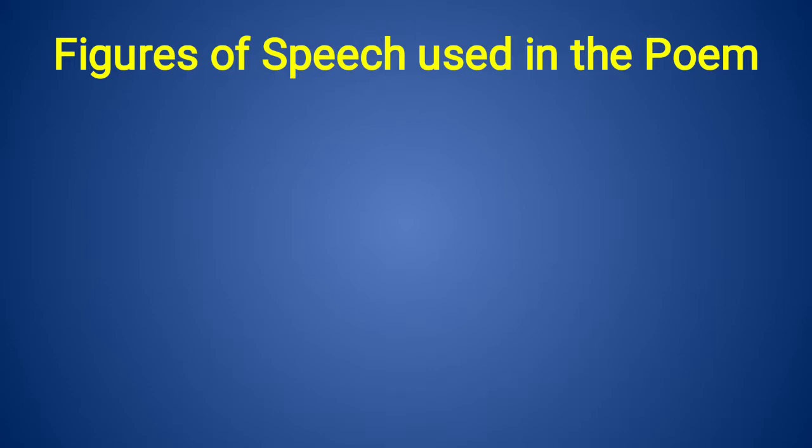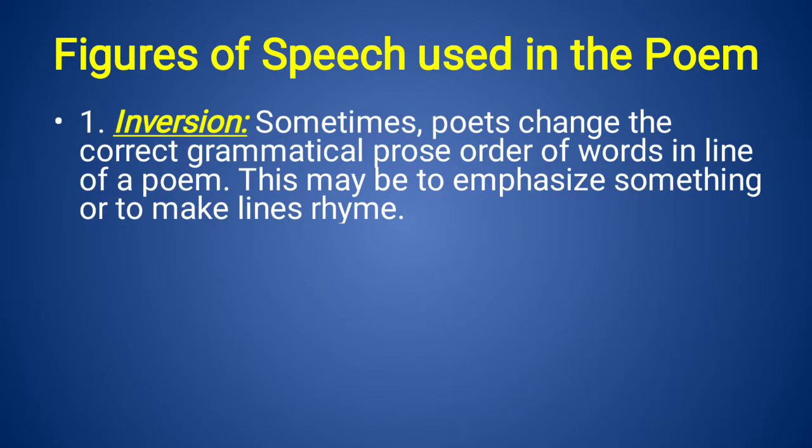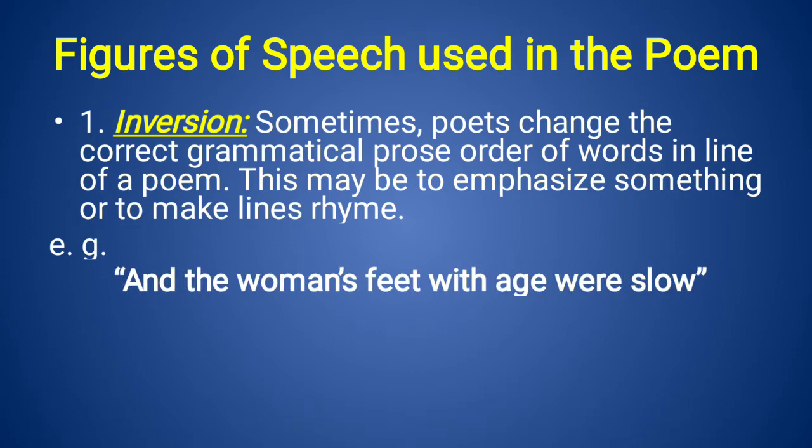So many figures of speech are used by Mary Doe Bryan, and here we are going to discuss the first figure of speech, which is the major one, inversion. Inversion means sometimes poets change the correct grammatical prose order of words in a line of a poem. This may be to emphasize something or to make lines rhyme. And here I have mentioned one example of inversion. The example is, and the woman's feet with age were slow.